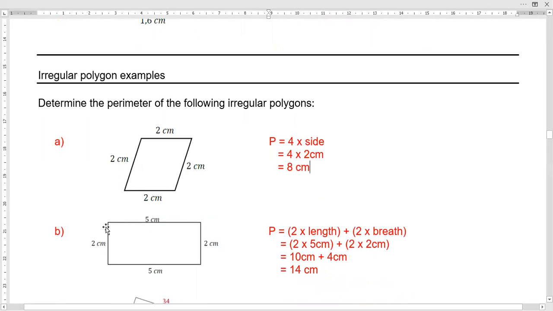Cool. Then we've got our rectangle. So we can use the 2 times length. I'm going to use this formula. Okay, so we've got 2 times length. Length is 5.